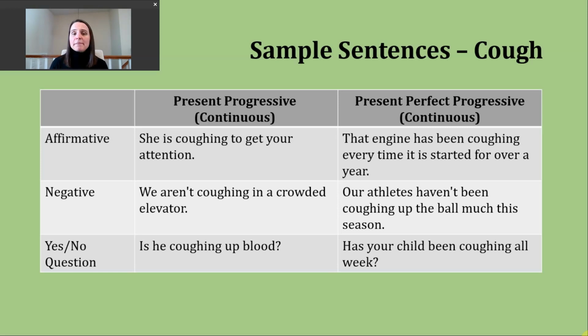An example of this might be, we aren't coughing in a crowded elevator. Now, if you want to ask a yes or no question in the present progressive, you're going to start with the form of be, whichever form matches your subject, and the subject comes next, and then you're going to have the ing form of the verb. And here's our next example.